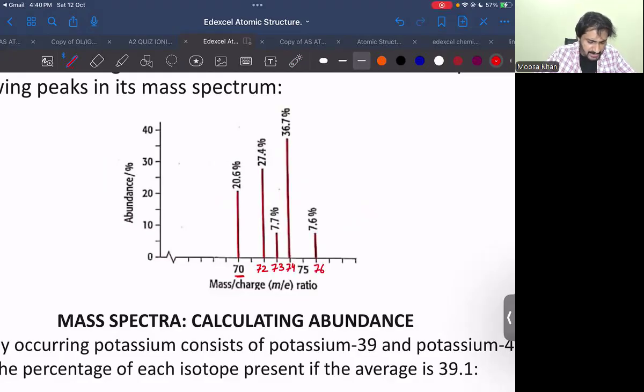The percentages are given at the top of the peaks. You could have read them from the y-axis, but the scale of the y-axis is so small that it would be impossible to read out a value like 20.6. So usually they give the percentages written over the top of the peaks. Now it's just your simple calculation: you take the average using these percentages, and that is your relative atomic mass. Do I need to show how to solve this question, or can you do it by yourself?